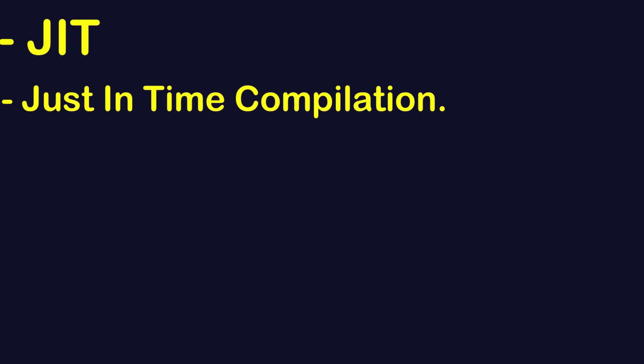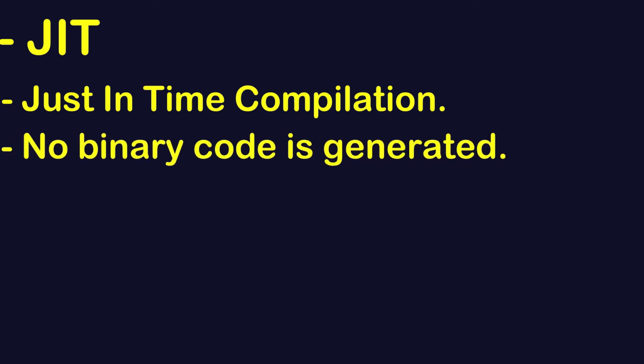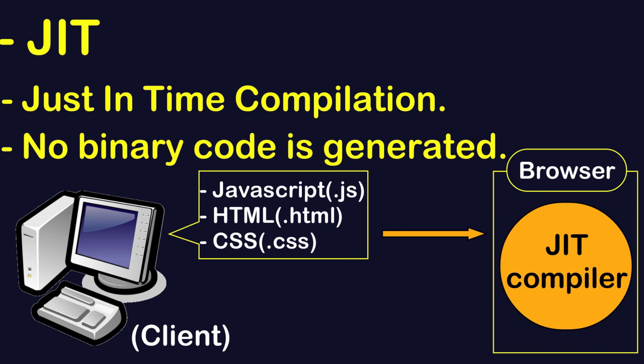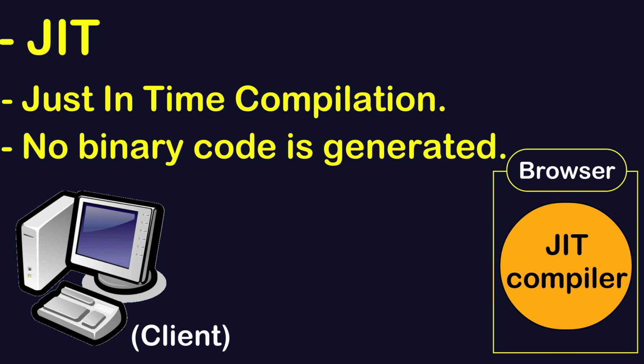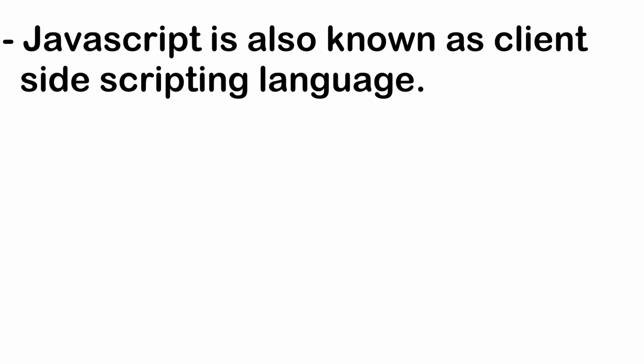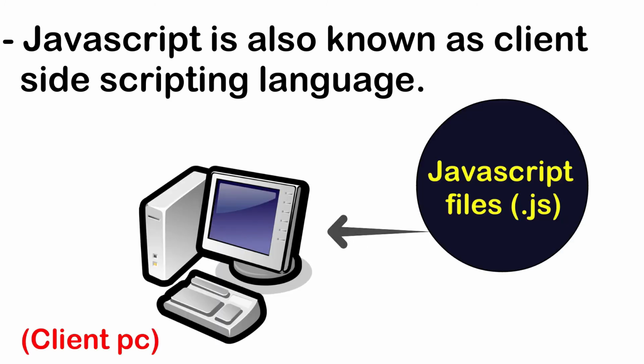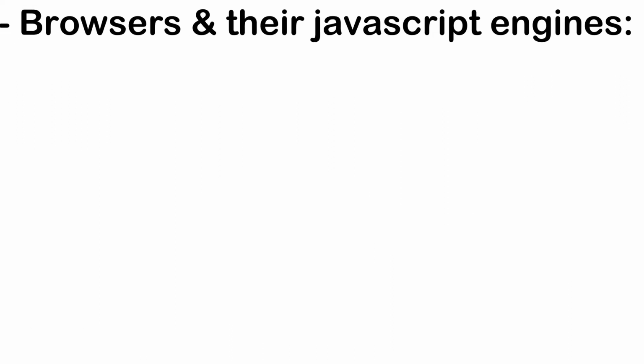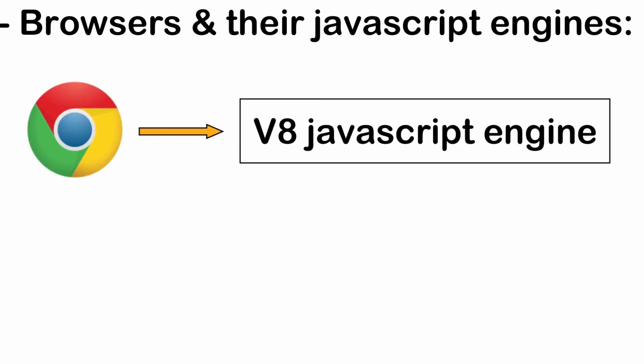It is JIT, that is just-in-time compilation. And there is no binary code generated, so the text which is received is compiled by the browser and displayed immediately. Whatever code the client device has, that is executed in the browser itself. And that is the reason why it is called client-side scripting, as it runs on the client machine or device. The available JavaScript engines used by various browsers are V8, used by Google Chrome.